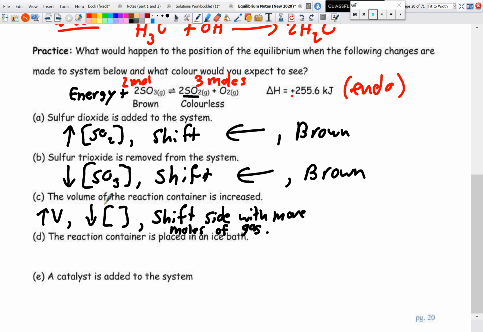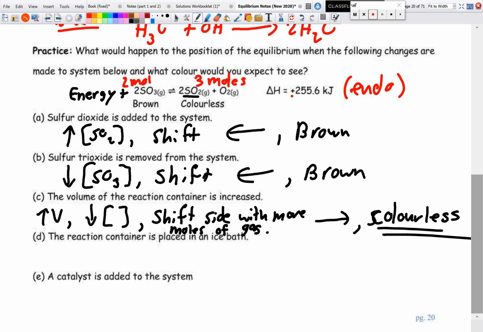So that's what we have right here, I believe. The volume of the reaction container is increased, so we decrease concentration, so it's going to shift to the side with more moles, which is our 3 moles of gas up here, right? So it is going to increase the concentration. So we should see the colorless color being produced.